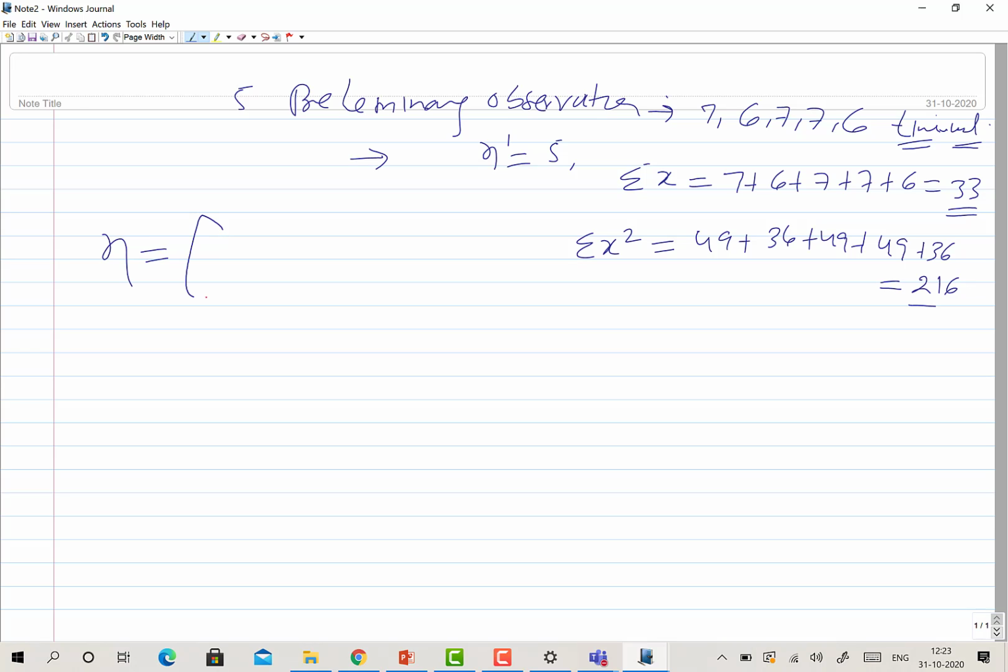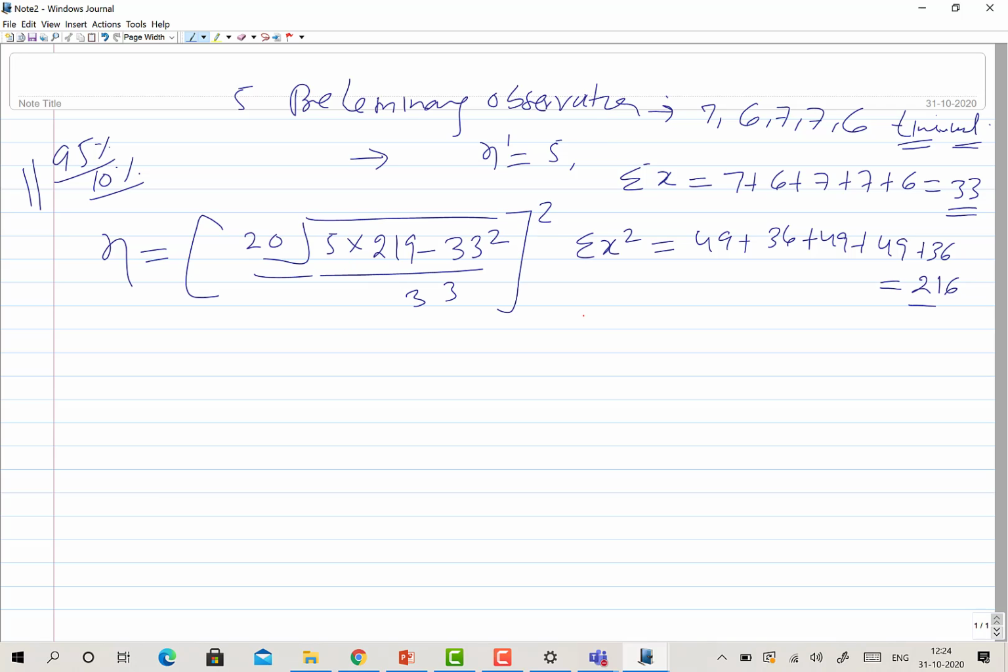Okay, now we'll put these values in the equation. So the equation goes like this: for 95% confidence level and 10% precision or accuracy in the data, here the 20 times the square root of 5 into 219 minus 33 square, divided by 33, whole square. This will give us 2.4, which indicates that for 95% confidence level and 10% precision in the data, the number of observations to be taken is 3.